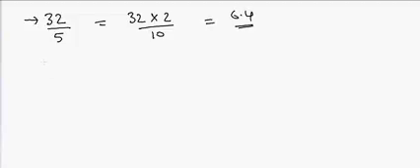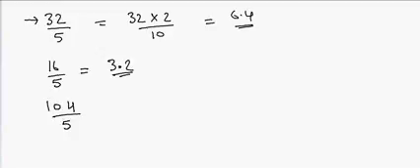Another example: suppose I have 16 and I want to divide by 5. The answer is 2 times 16, which is 32, and then put a decimal here. So that's your answer. Again, if I have 104 and I want to divide by 5, what would be the answer? 2 times 104 is 208, then a decimal here. That's your answer.